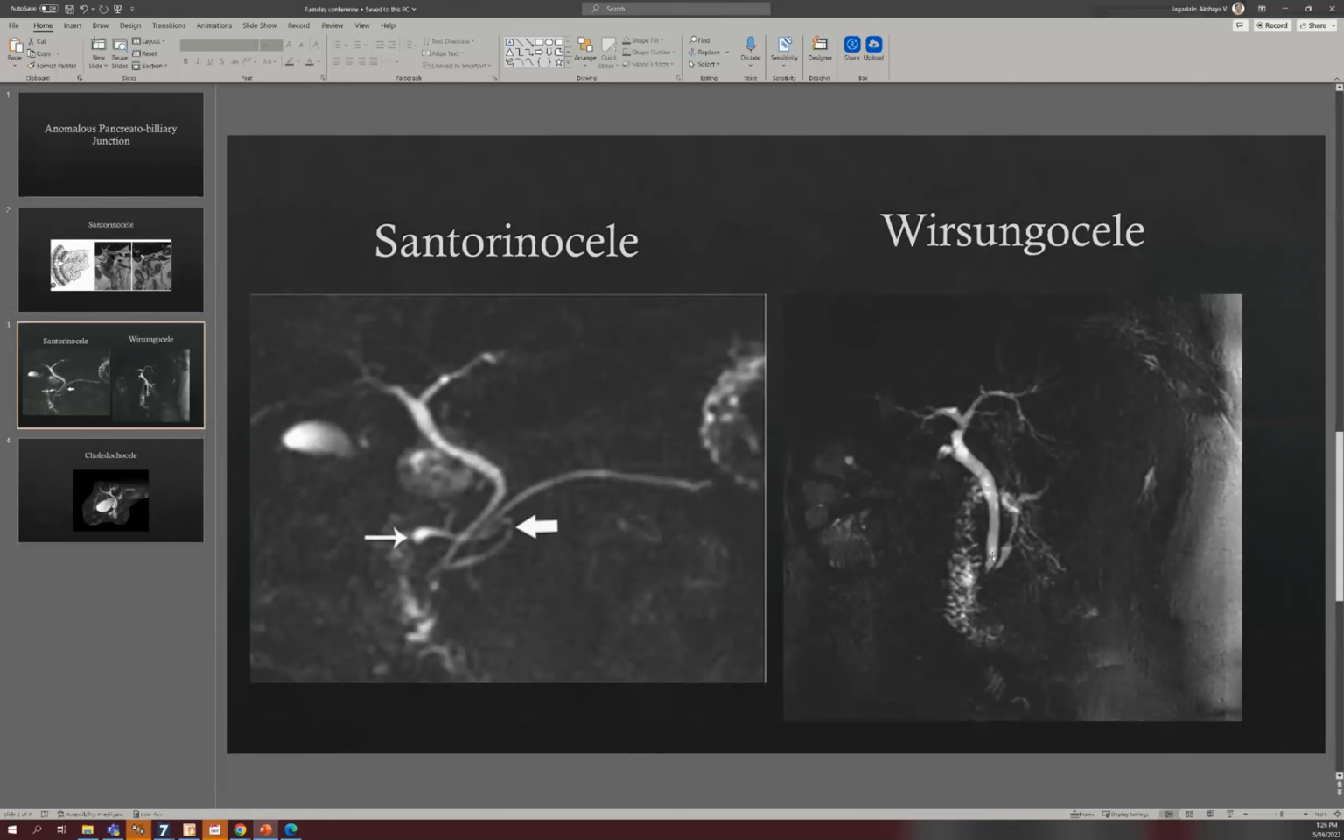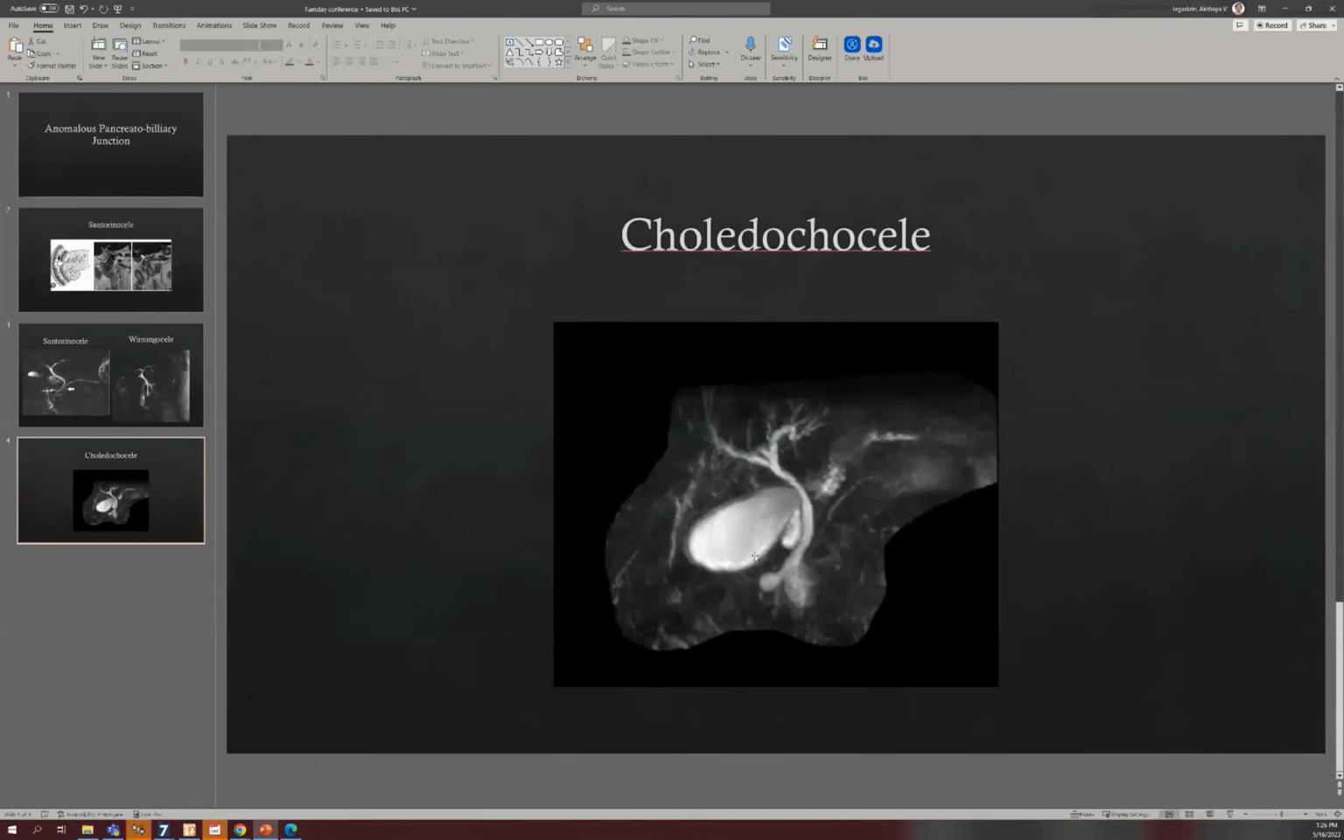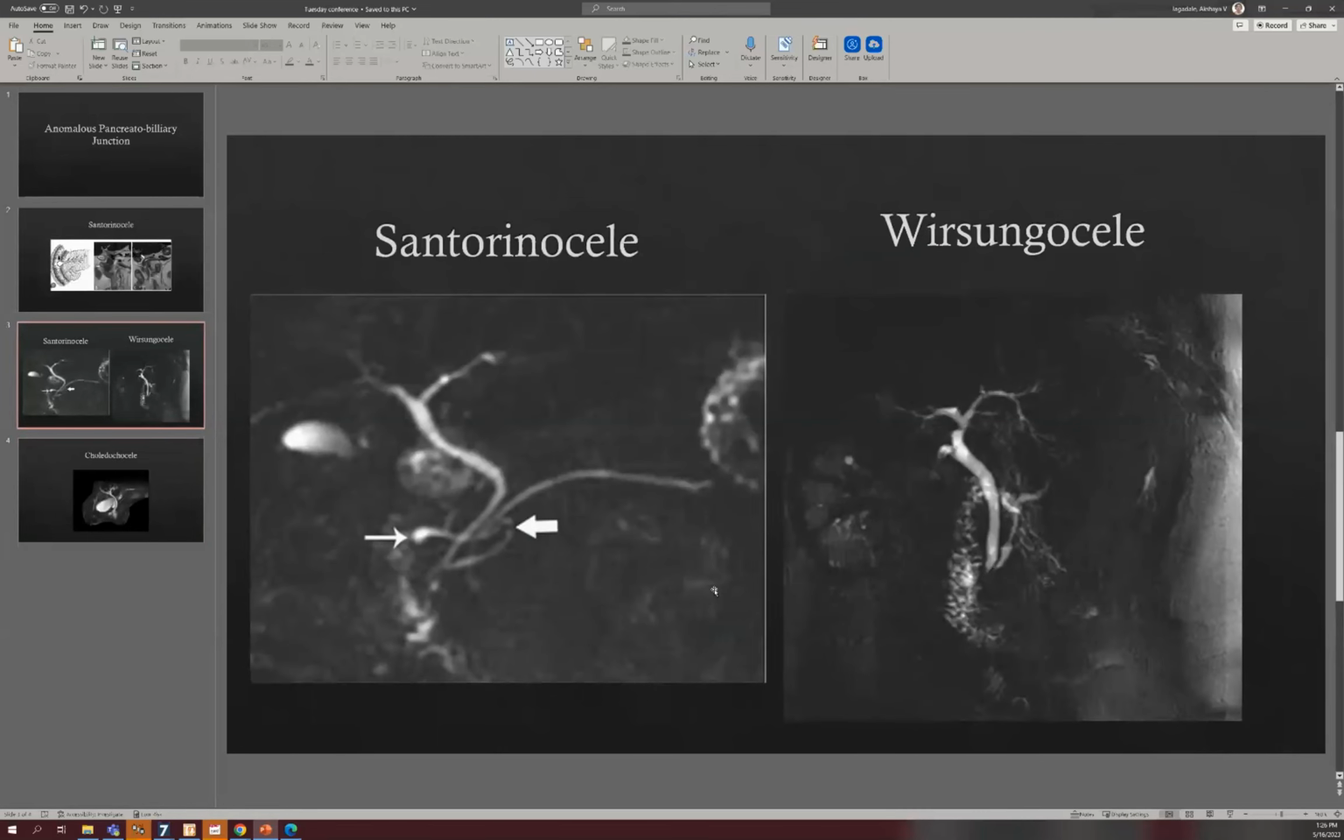Another thing I was reading about is the Wirsungocele, where the main pancreatic duct shows bulbous dilatation at the end, but the CBD ends separately here, so it's not a common channel. And choledochocele, which is bulbous dilatation of the CBD, is one of the type 3 Todani classification. So these are some other things we should keep in mind while looking for ABPJ and a dilated common channel, and other differentials in this location.